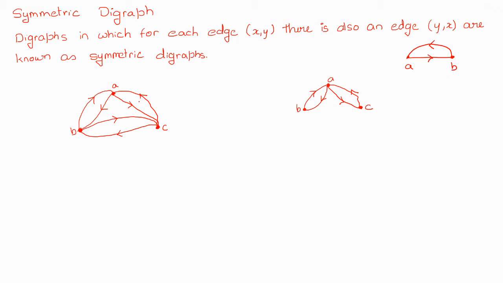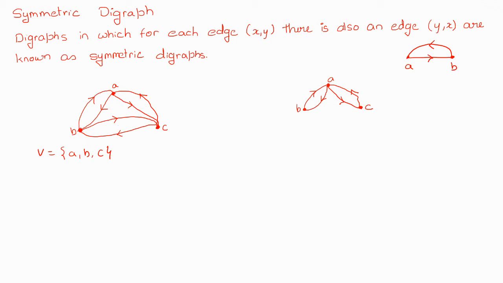Let's see this example. In this graph, the vertices are V equals A, comma B, comma C. So this is the vertex set of this graph. Now there exists an edge going from A to B. Similarly, there exists an edge going from B to A. So in this case, for the pair A comma B, this condition is satisfied that for every edge x comma y, there exists an edge y comma x. So this is satisfied for A comma B.